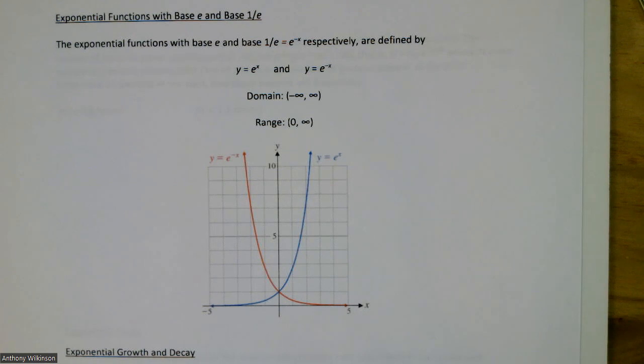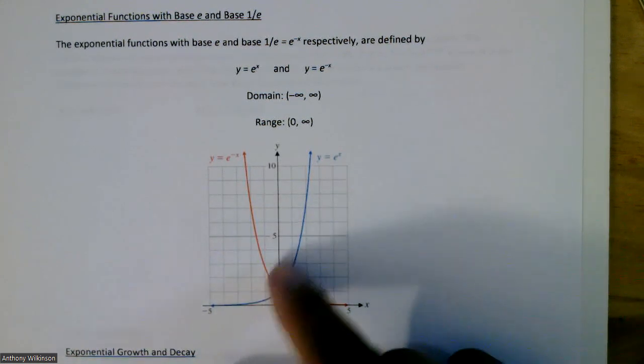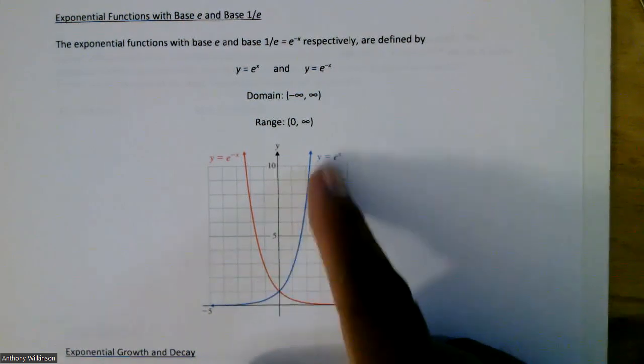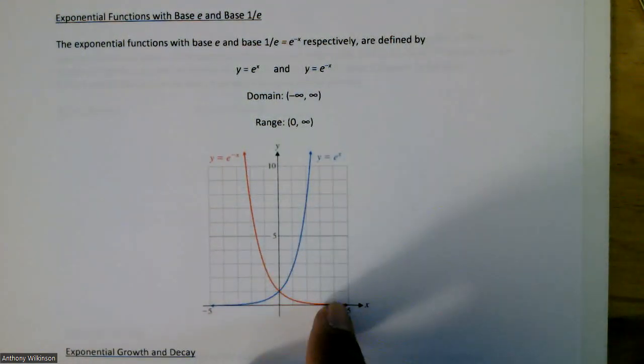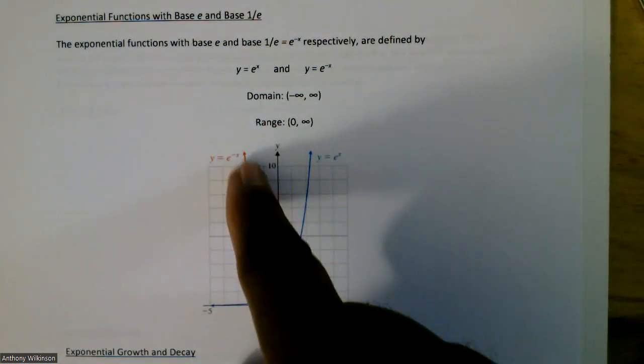Because there's no value of x where e to the x will be equal to 0. We will talk about that in another video when we deal with logarithmic functions. So here's a graph of y equals e to the x, as you can see here. And of course, the y-intercept is always going to be 0, 1. And also e to the negative x looks like this. This is the graph in red.